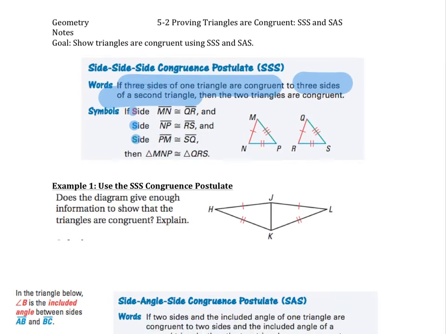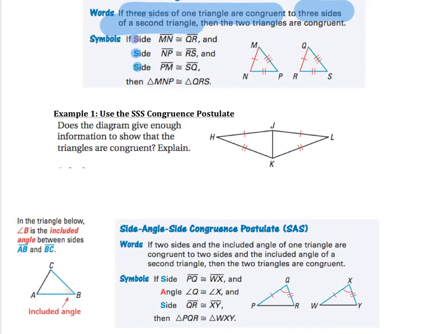Okay, so looking at our example here, keep in mind that anytime we have a common side, which JK is a common side, if I would draw this triangle as 2 separates, you can say that JK is congruent to itself. JL is marked with HJ and HK with KL.